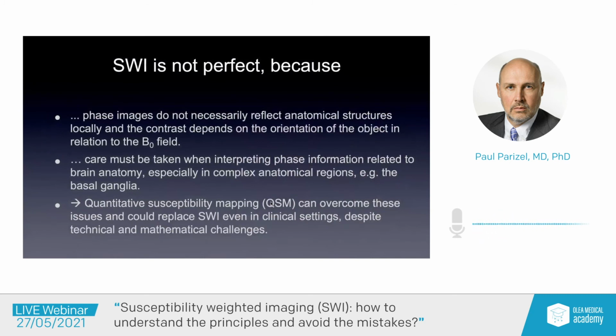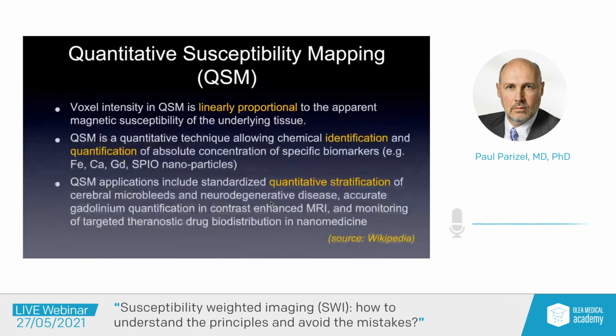So it looks like the next step could be something called quantitative susceptibility mapping that can overcome these issues and could replace SWI even in clinical settings. It is a technique where the voxel intensity is linearly proportional to the apparent magnetic susceptibility. It potentially allows you to chemically identify certain biomarkers, for example, iron, calcium, gadolinium, small particles of iron oxide, and that could potentially allow quantitative stratification of cerebral microbleeds, which would be important.